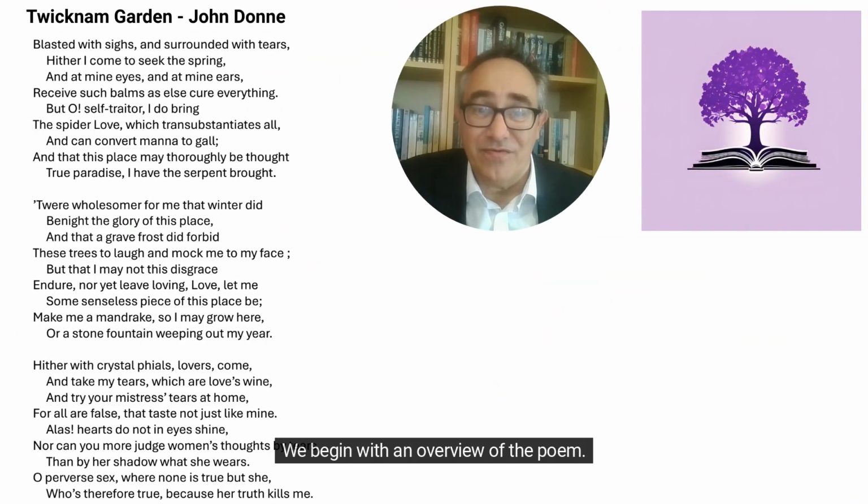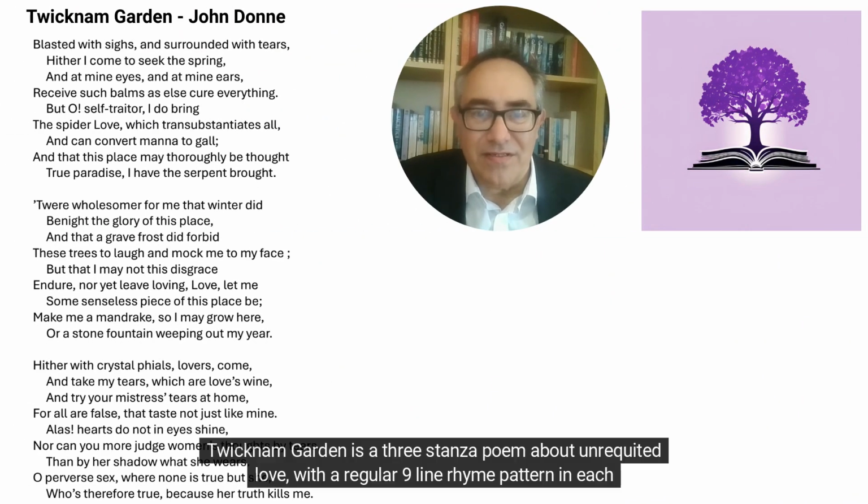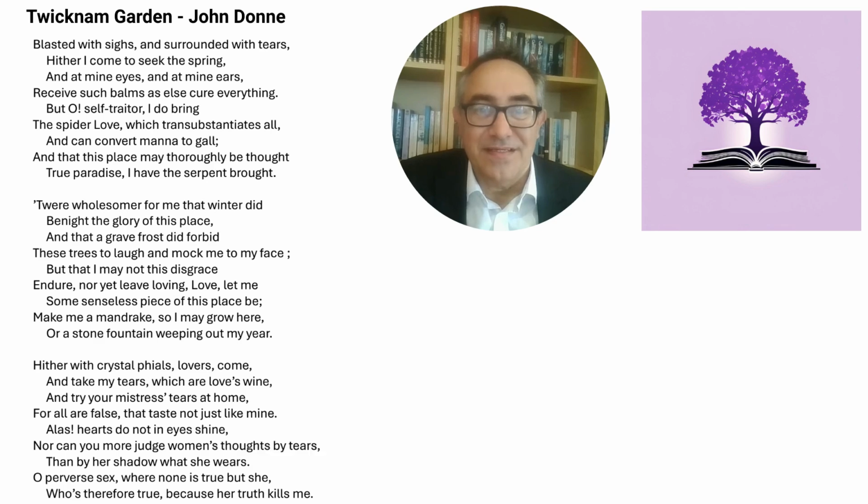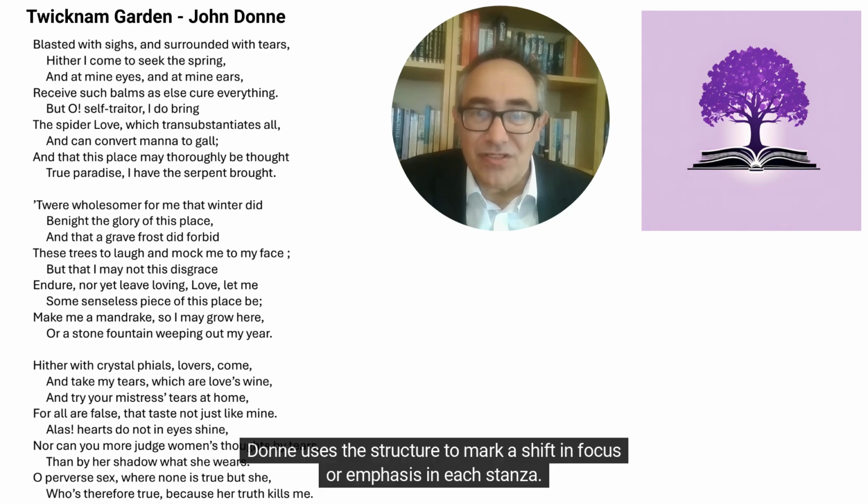We begin with an overview of the poem. Twicknam Garden is a 3-stanza poem about unrequited love, with a regular 9-line rhyme pattern in each stanza and a mixture of 8 and 10 beat rhythms regularly kept throughout the poem. Donne uses the structure to mark a shift in focus or emphasis in each stanza.